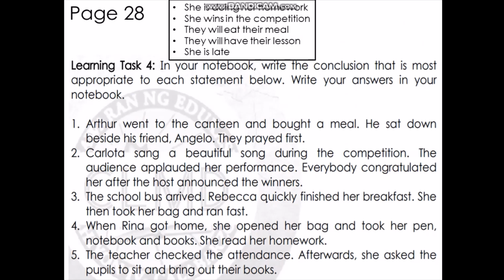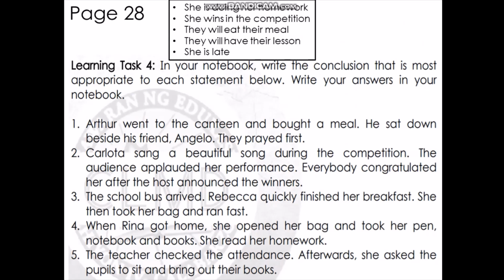So, what are we going to do? Learning task 4, in your notebook, you write the conclusion that is most appropriate to each statement below. You write your answers in your paper. The choices are: she is doing her homework, she wins in the competition, they will eat their meal, they will have their lesson, and she is late. So for number 1, Arthur went to the canteen and bought a meal. He sat down beside his friend Angelo. They prayed first. So what do you think in number 1 they are doing?